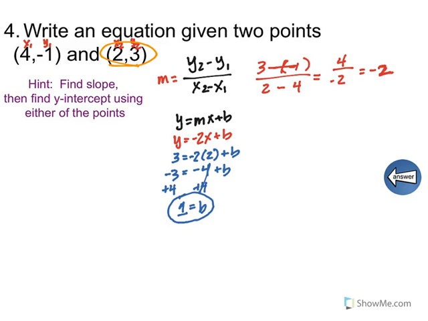So we know that the slope, the m, was negative 2. So we found that over here. We know that b was 1. And remember, we found the y-intercept by plugging in the slope and a point into the slope-intercept equation and solving for b. And now that I have my m and my b, I can go back and we can write our equation. So this would be y equals negative 2x plus 1.